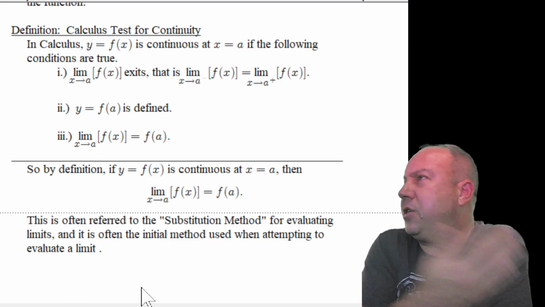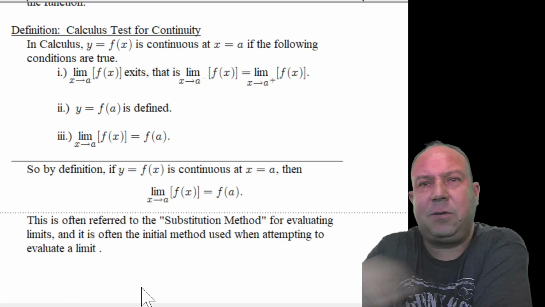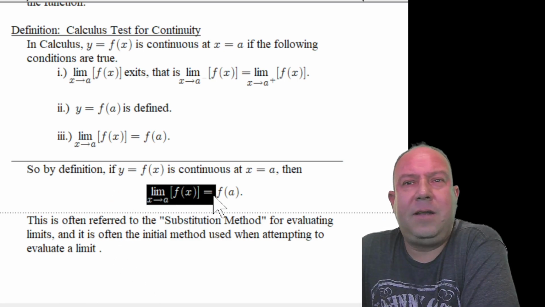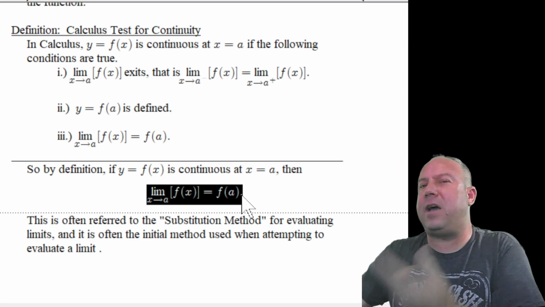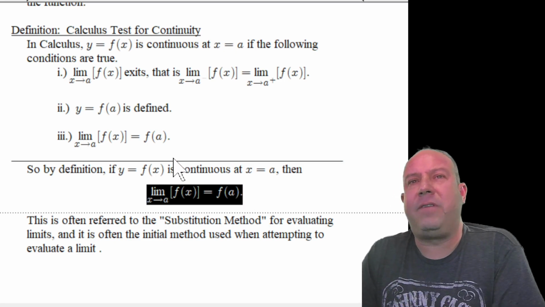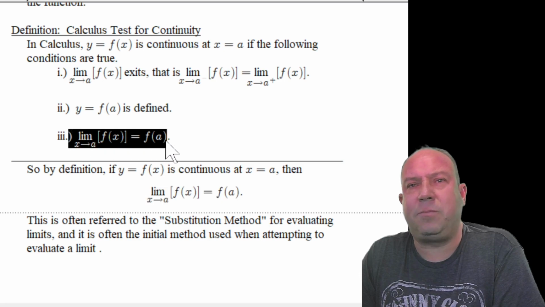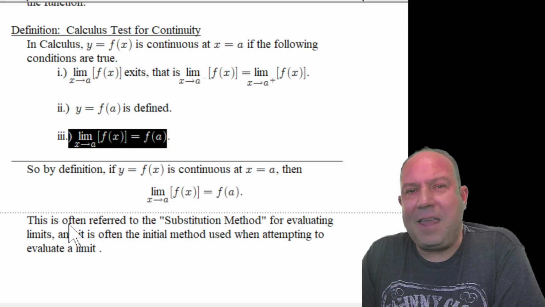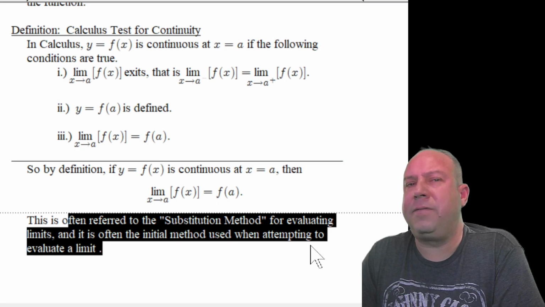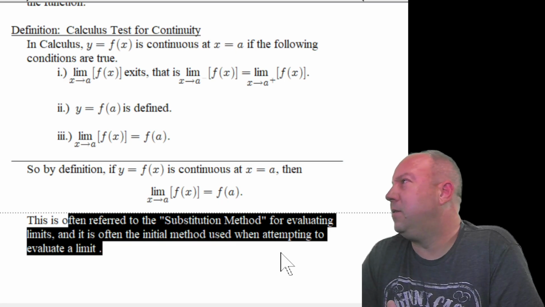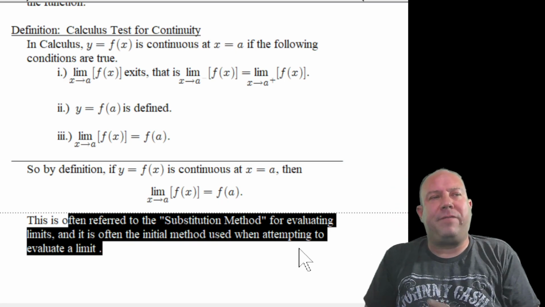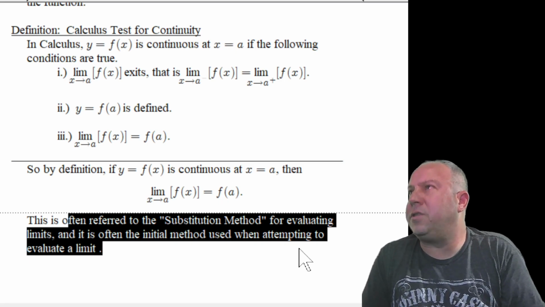So by definition, if y equals f of x is continuous at x equals a, then the limit as x approaches a of f of x must equal the value of f of a. This condition must be true. And this is what we call the substitution method for evaluating limits. And when evaluating limits, it's often the very first thing you try.